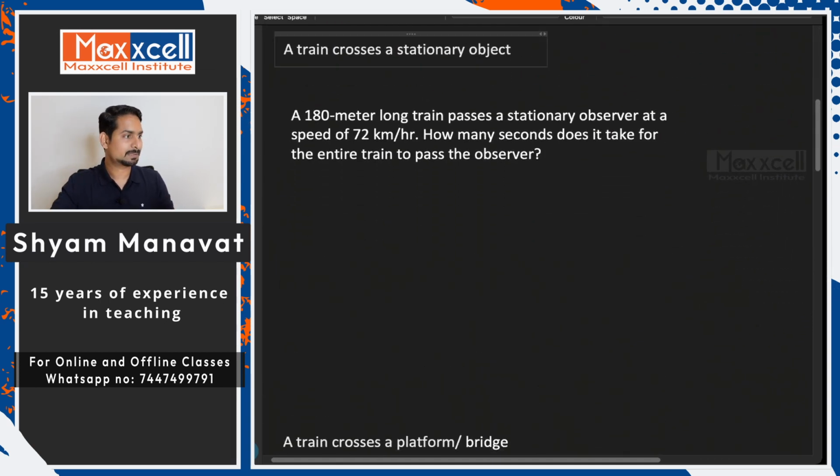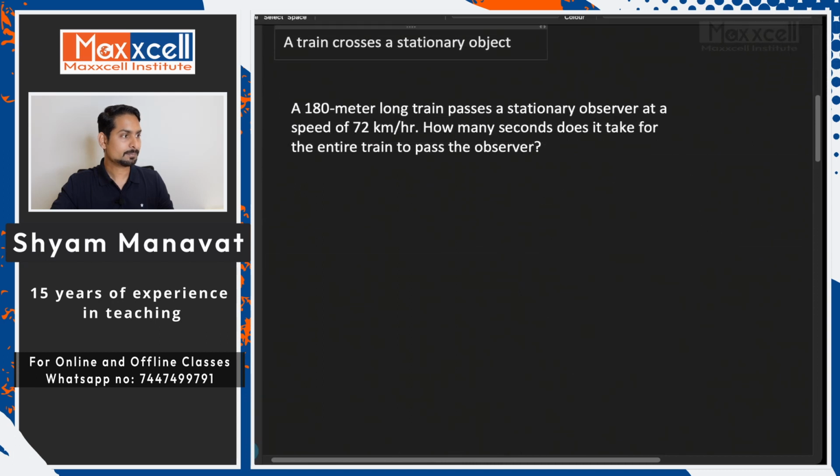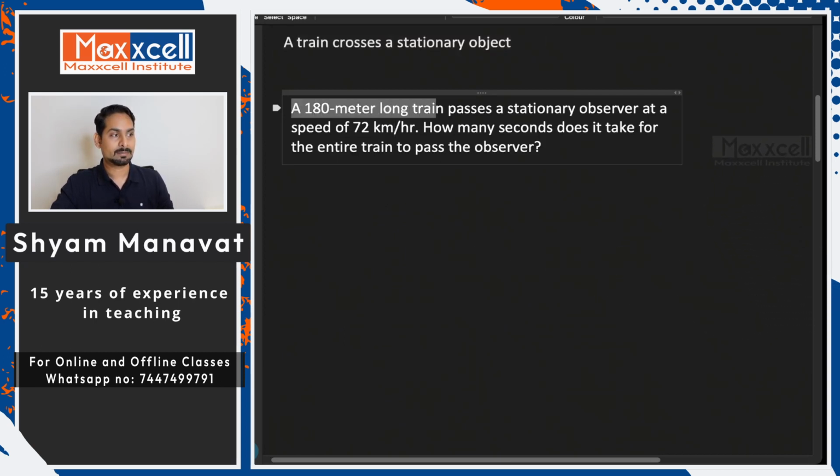So first condition is a train crosses a stationary object. Here the question is, a 180-meter long train passes a stationary observer at the speed of 72 kilometers per hour. How many seconds does it take for the entire train to pass the observer?